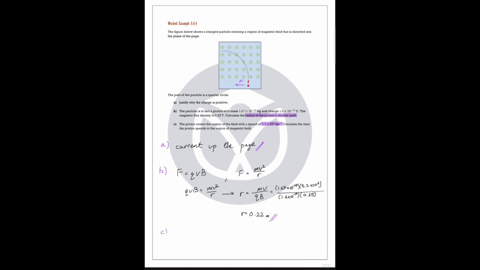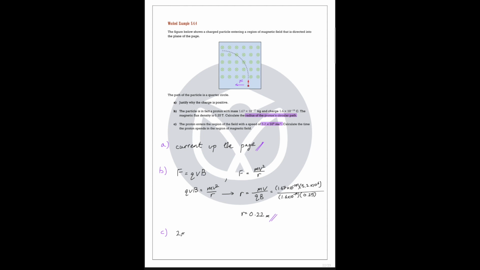Part C. The proton enters a region of magnetic field with the speed of 5.2 times 10 to the 6 meters per second. Calculate the time the proton spends in the region of the magnetic field. So the first thing we can do is to calculate how long is the path of the quarter circle. So we calculate the perimeter of the circle and divide it by 4 in order to represent a quarter.